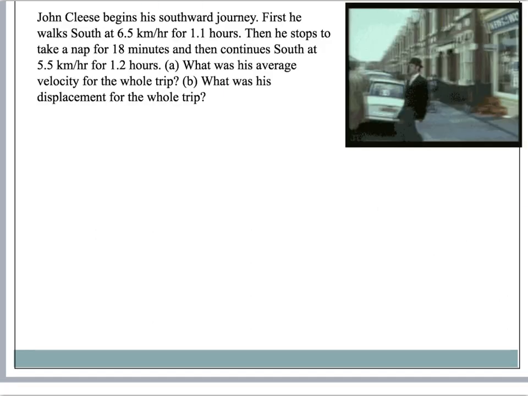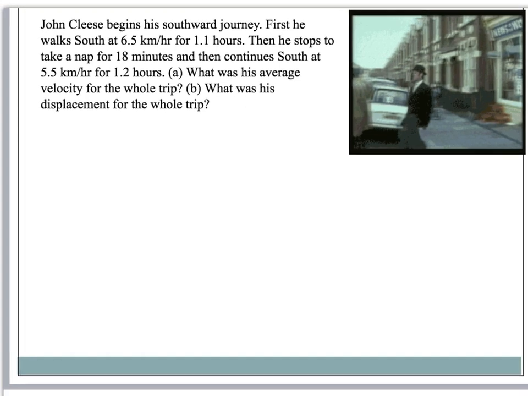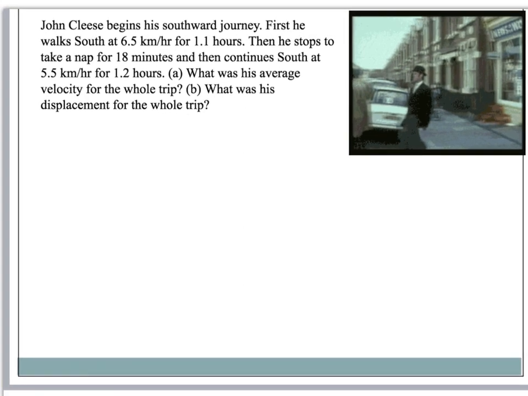All right, our last notes sample problem says John Cleese begins his southward journey. First, he walks south at 6.5 kilometers per hour. Let's call that V1, 6.5 kilometers per hour south. And he does this for 1.1 hours. We'll put T1 is 1.1 hours.